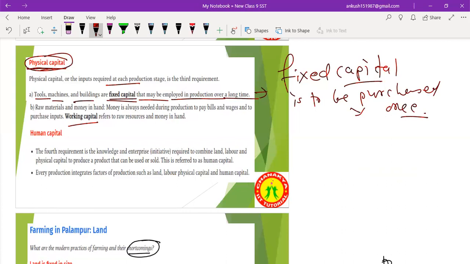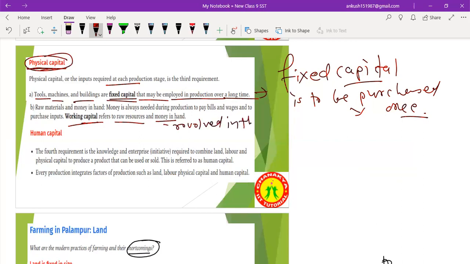What is the working capital? Working capital is something that you put the capital into to purchase the raw material, to pay the bills, to pay the wages and salary, even to purchase the inputs as well. This type of capital is known as working capital, which can be in the form of money or in the form of raw material. Are you getting the point? Okay.